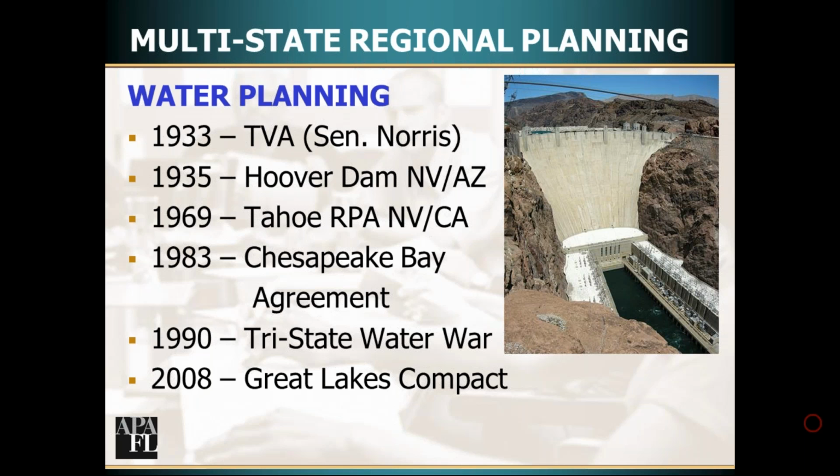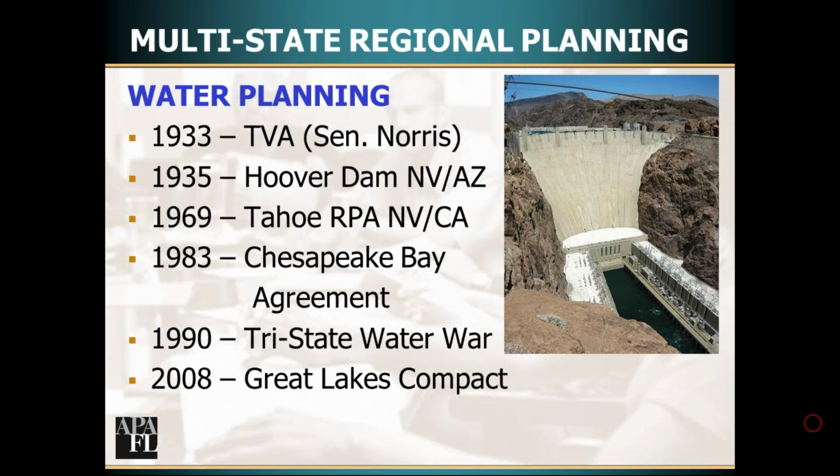Another example of multi-state regional planning is Hoover Dam, which goes across the border of Nevada and Arizona. You can see a picture of it there. Then there's the Tahoe Regional Planning Agency, across the border of Nevada and California, for controlling Lake Tahoe, which spans both states. The two states got together and brought the federal government in, because the federal government makes sure these multi-state things work.